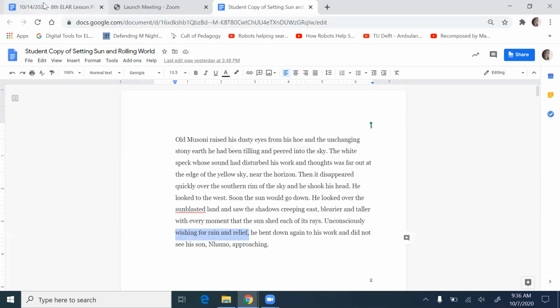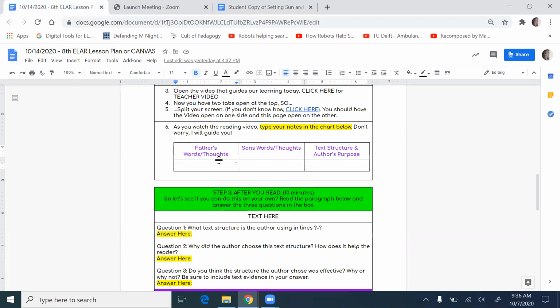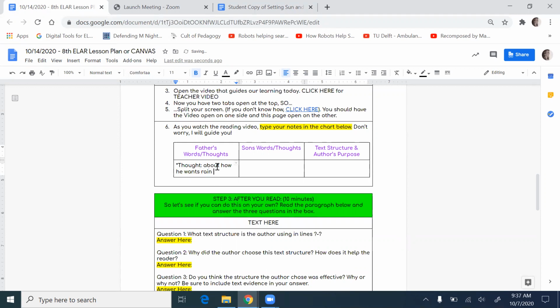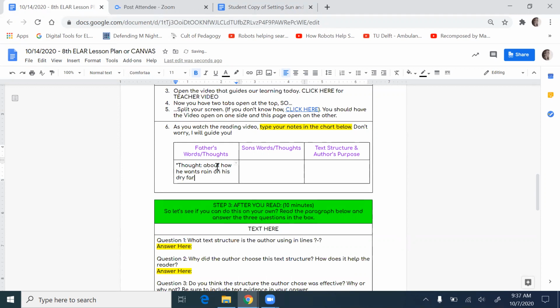All right, we're going to come back here. Notice that we've got this broken down into the Father's words and thoughts, the Son's words and thoughts, and text structure and author's purpose. So we're going to start here because that's the Father. Is he speaking or thinking? And this one, he's thinking. So I'm going to say this is a thought. And what is the Father thinking? He's thinking about how he wants rain on his dry farm.